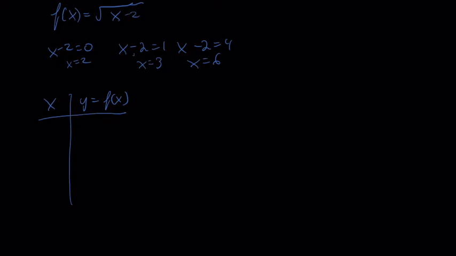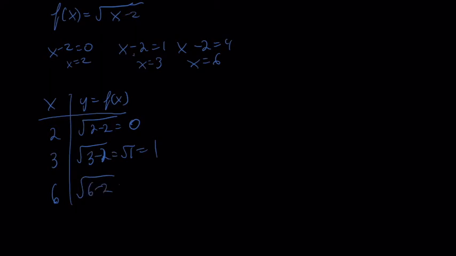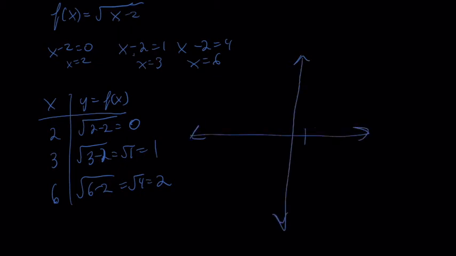So I'm going to go ahead and have my x values of 2, 3, 6. So the square root of 2 minus 2 is the square root of 0, which is 0. The square root of 3 minus 2 is the square root of 1, which is 1. And the square root of 6 minus 2 is the square root of 4, which is 2. So I'm going to go ahead and graph this. This has been a horizontal translation. I shifted my graph to the right 2.